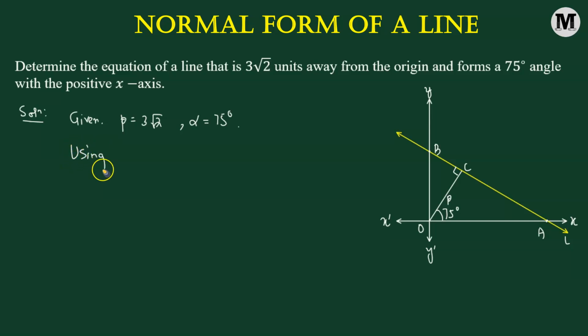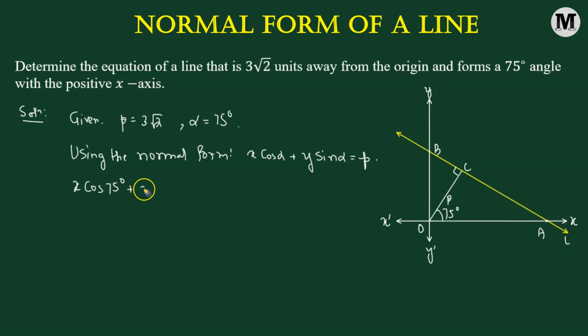So using the normal form of a straight line, the normal form is given by the equation x times cosine of the angle alpha added to y times sine of the angle alpha equals the perpendicular distance P. So let's substitute our value. We have x times cosine of angle 75 degrees added to y times sine of the angle 75 degrees, and that is going to be equal to the perpendicular distance 3 times square root of 2. Let's label this as number 1.